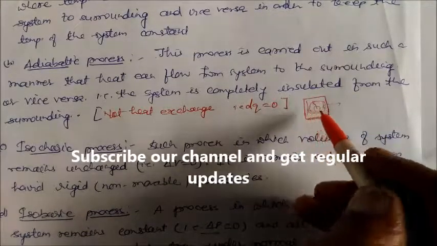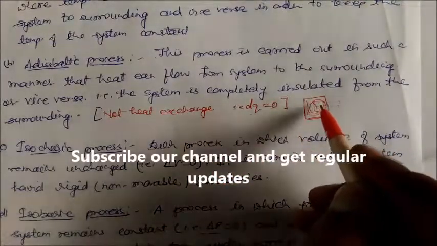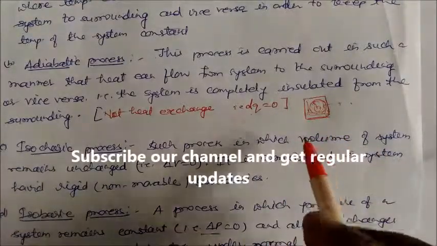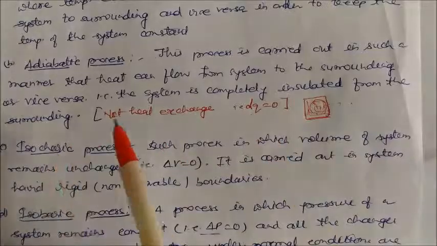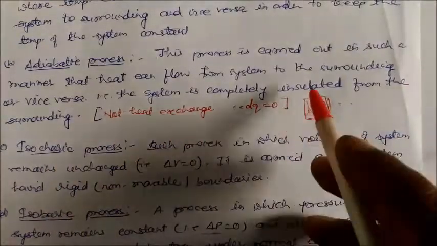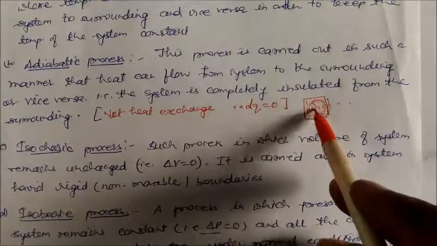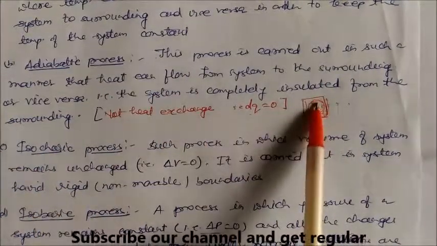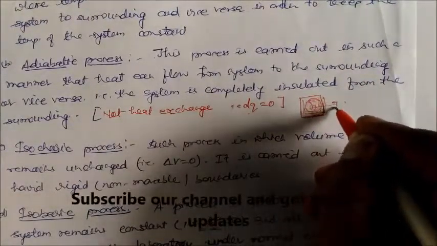Next is the adiabatic process. This process is carried out in such a manner that the system is completely insulated from the surrounding, which means there is no heat exchange. The heat is inside the system, and it is not going outside the system.